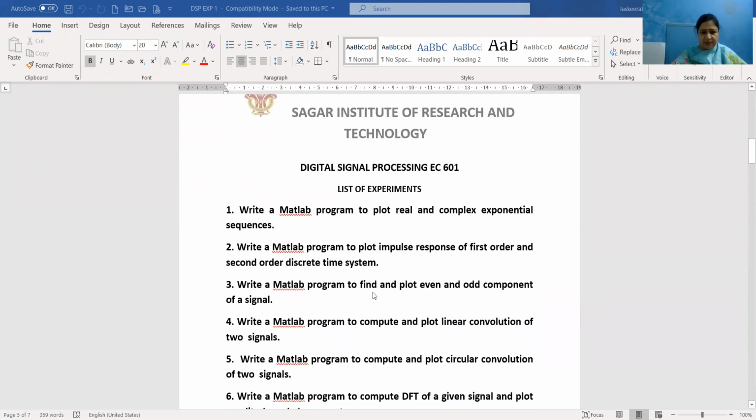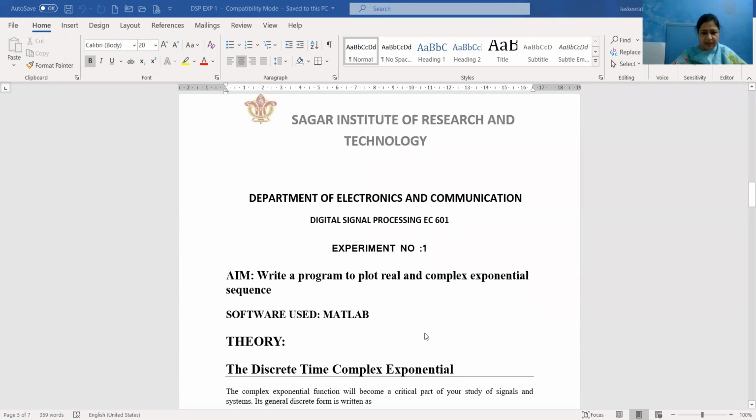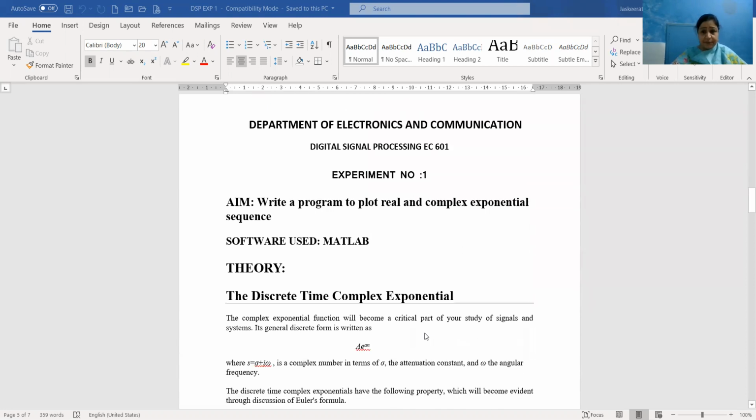Now first, we will be discussing the first practical, which is to write a MATLAB program to plot real and complex exponential sequence. Going into the MATLAB program, first we will study the theory of the related practical. Here the software which we'll be using is the MATLAB software.